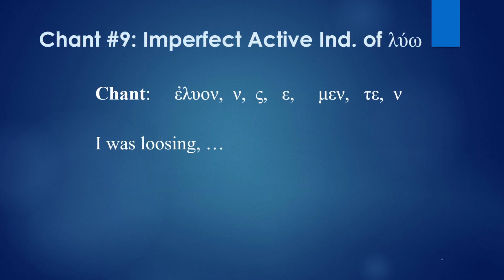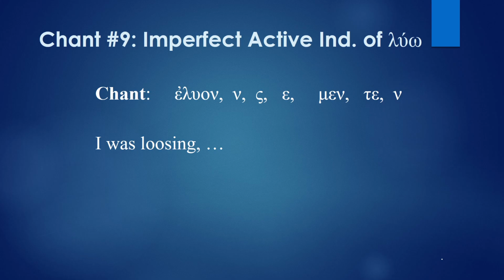This is chant number 10, the imperfect active indicative verb. First person singular, eluon, I was loosing. Then repeat again the first person singular ending, on, I was loosing. The second person singular ending, es, you were loosing.